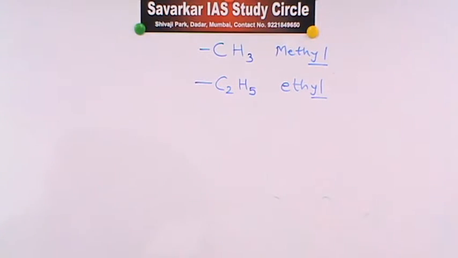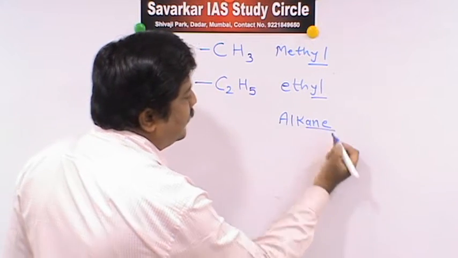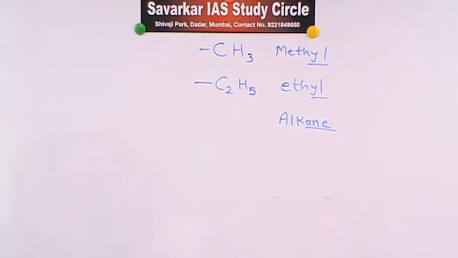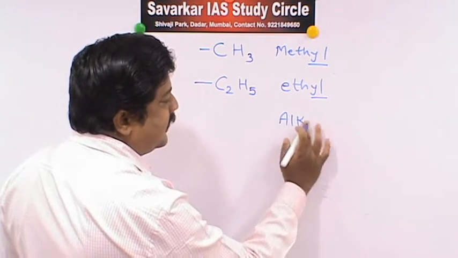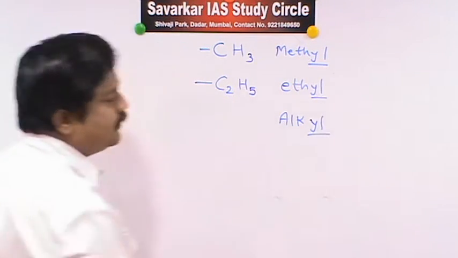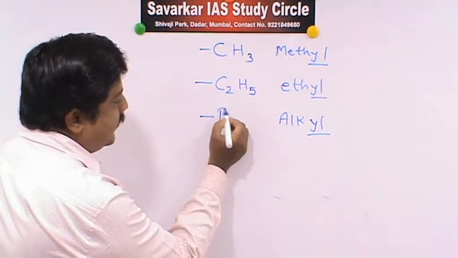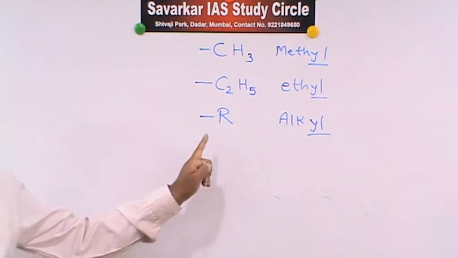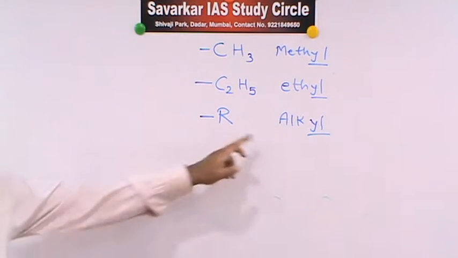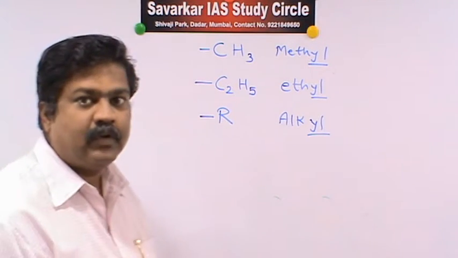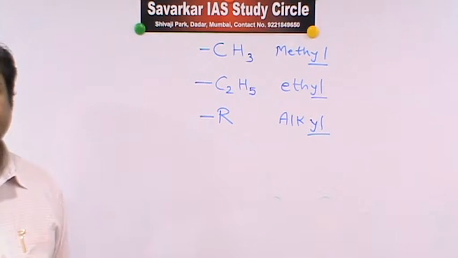So in short, for an alkane, we are removing out ANE. As one hydrogen is less, we remove this ANE and add the suffix YL. This is called an alkyl group, and it is denoted by the letter R. So R and this type of bond, we are calling an alkyl group. This is the first important functional group we have to discuss, denoted by alkyl.